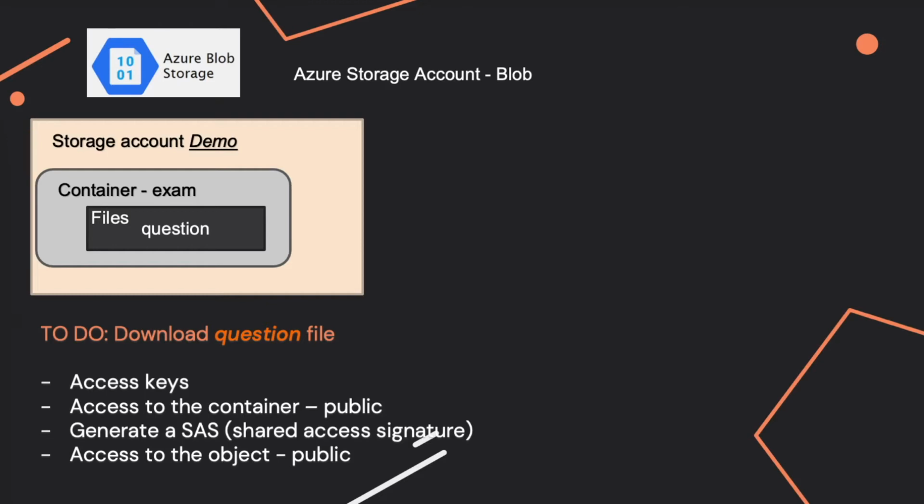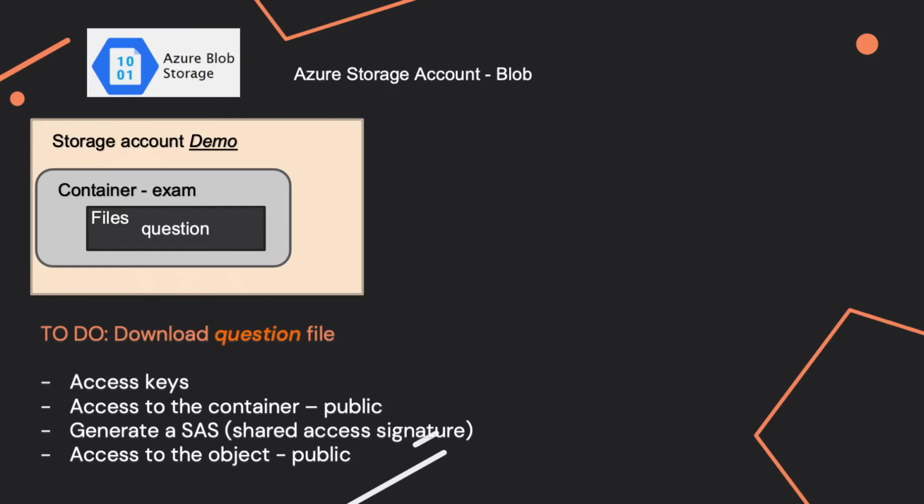And now you have to choose between these four answers. So either you provide access keys, or you give public access to the container, or public access to the file itself, or you generate a shared access signature. These are the four options here. And we go back to the documentation, because it's pretty clear.